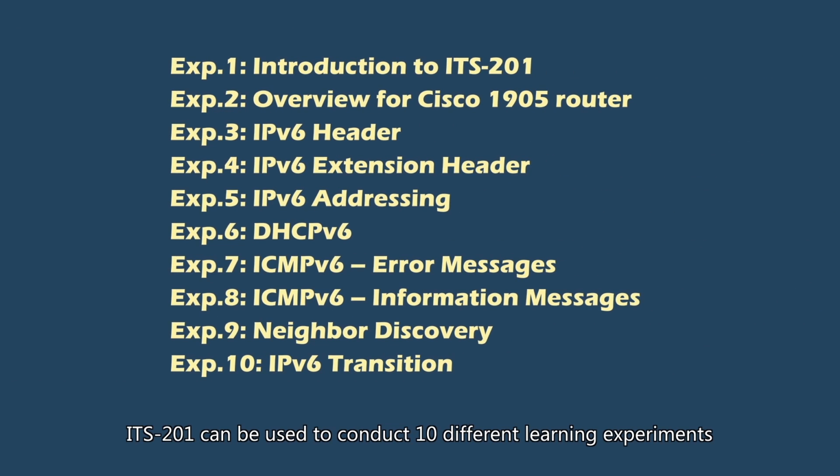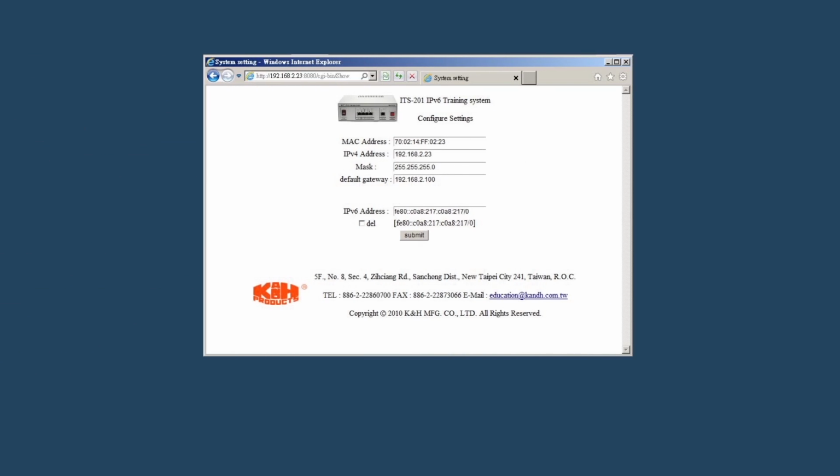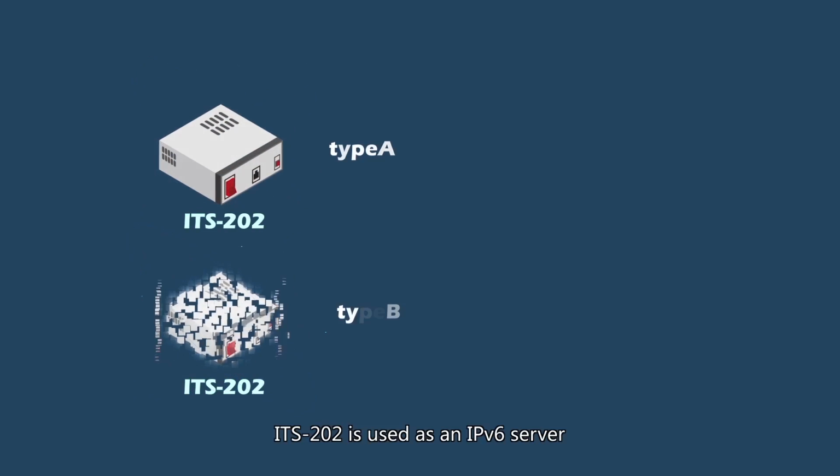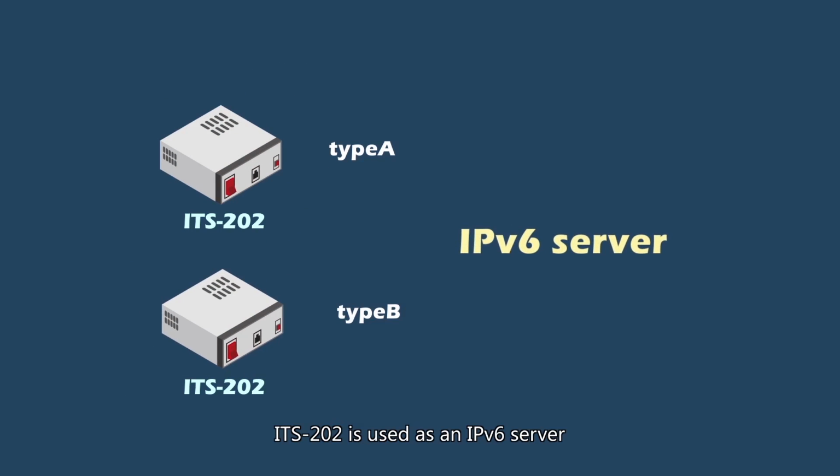ITS 201 can be used to conduct 10 different learning experiments. ITS 202 is used as an IPv6 server.